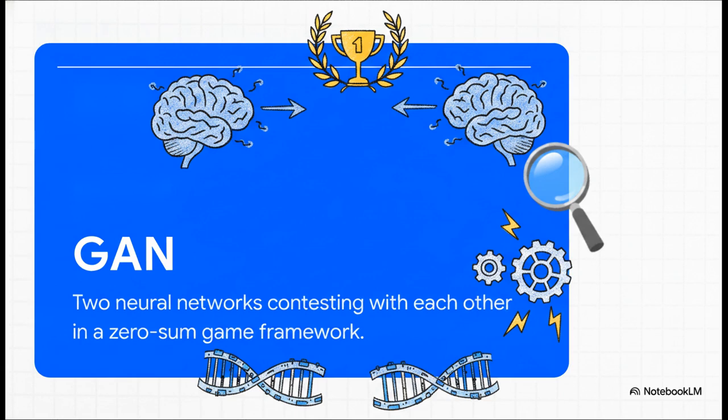Now let's see how this builds with GANs, that's Generative Adversarial Networks. This is a fascinating, highly specific type of generative AI. Imagine setting up a fierce competition just to force a machine to get smarter. In a GAN, you have two neural networks that essentially battle it out in a zero-sum game to learn and improve. It's basically artificial evolution through intense competition.